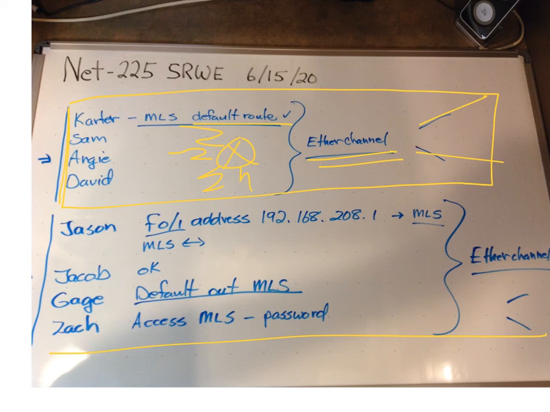Here we had a default route they need to fix. Here we had a little bit of addressing to fix in Jacob's. Default route out on the multi-layered switch. Zach, I couldn't get into his multi-layer switch because he missed a password. Okay, that is it.